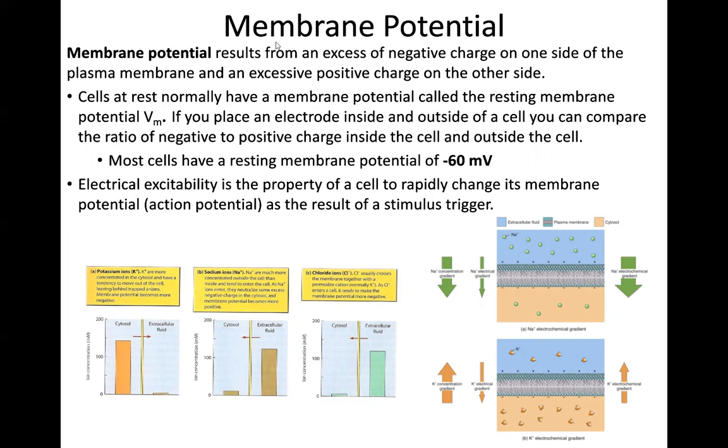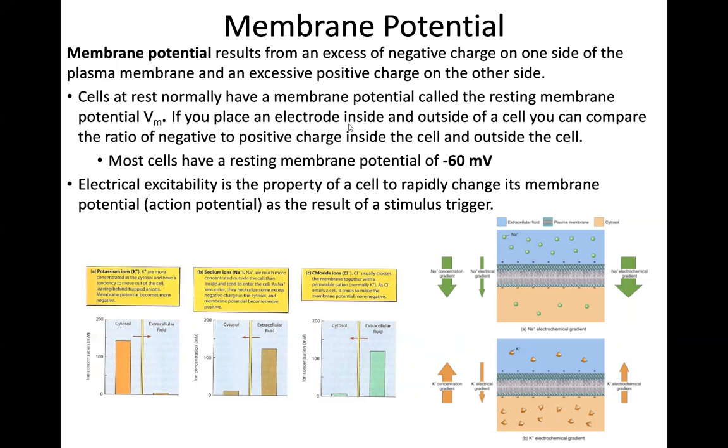All right, membrane potential results from an excess of negative charge on one side of the plasma membrane and an excessive positive charge on the other side. There's a lot of negative on the inside and a lot more positive on the outside. Okay, cells at rest normally have a membrane potential, and I already referred to this, called the resting membrane potential, which is abbreviated V for voltage, sub M, and that's for membrane.